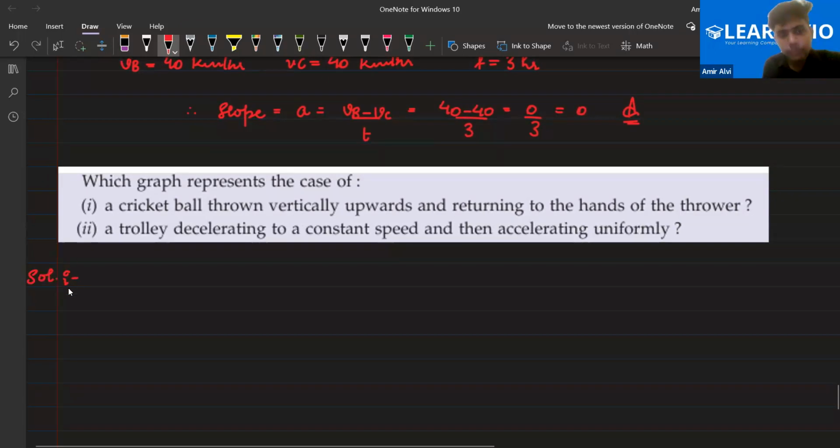So this is the first. Please let me know the answer for the first and second.